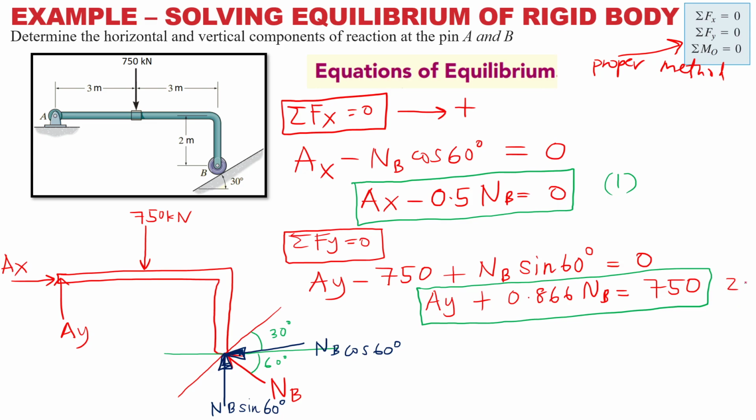So how many unknowns do we have? 1 unknown, 2 unknowns, 3 unknowns. If you have 3 unknowns, you need 3 equations to solve. So luckily we have one more. Summation of moment is equal to 0. So let's do one more.